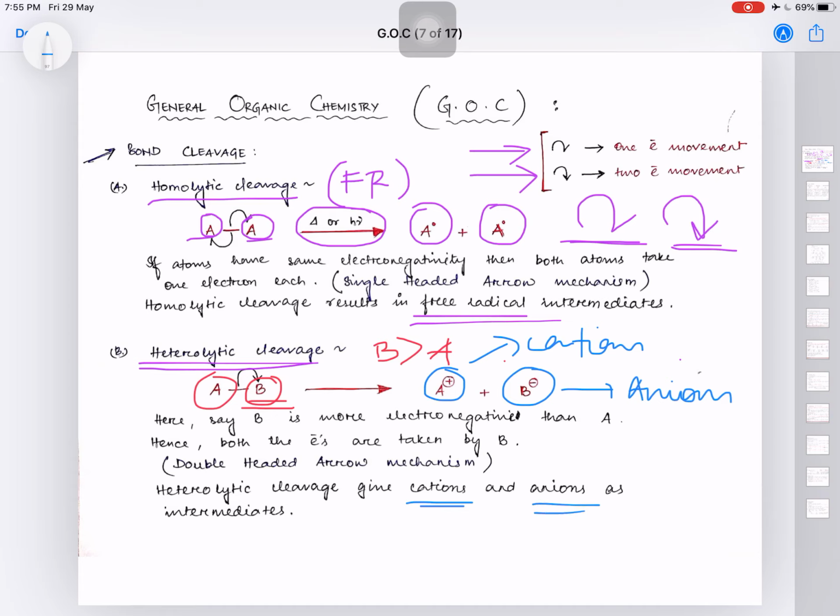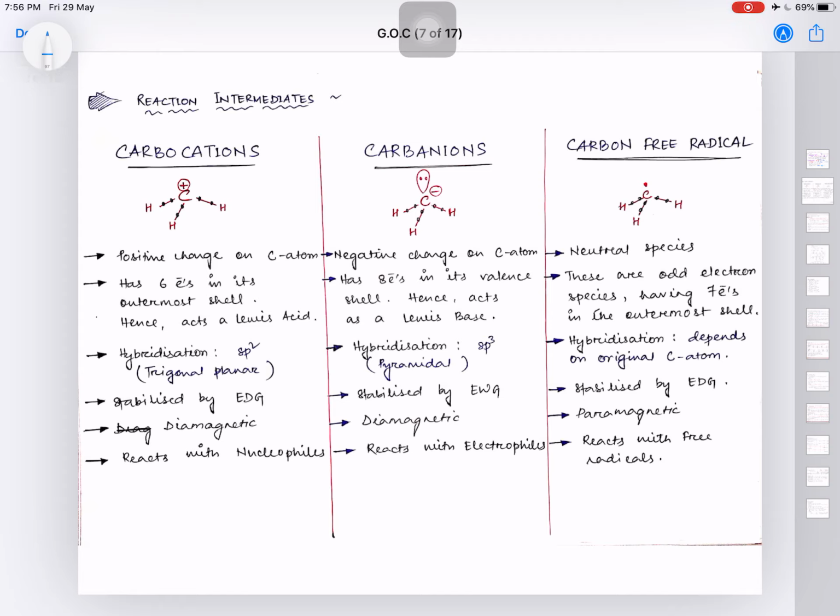So these are the three different types of intermediates that are possible. Always remember that bond cleavage or bond fission can take place in two types. One is homolysis or homolytic cleavage, which happens when sunlight or heat is given. Another is heterolytic cleavage or heterolysis, which is possible when there is a difference in electronegativity between the two connecting atoms. Homolysis gives you free radicals and heterolysis gives you cations and anions. Clear?